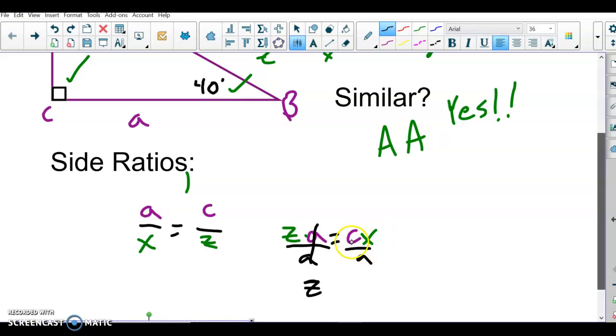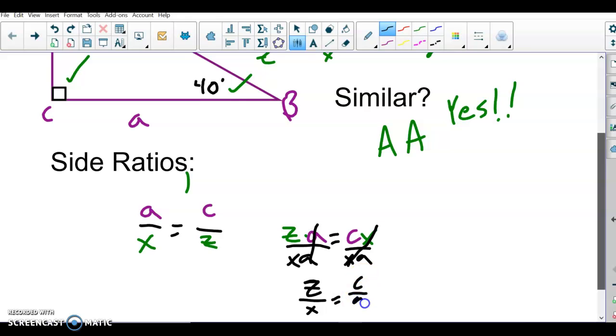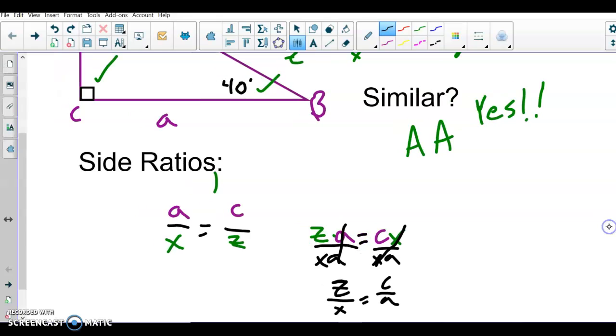But then I have all this stuff over here, so I'm going to actually end up dividing both sides by X as well. I'm going to divide X on both sides, so I have Z over X equals C over A. And what do you notice? It looks the same, but how is it different? If we look over here, A and C are from the purple triangle, they're on top, but over here, they're in the same ratio.